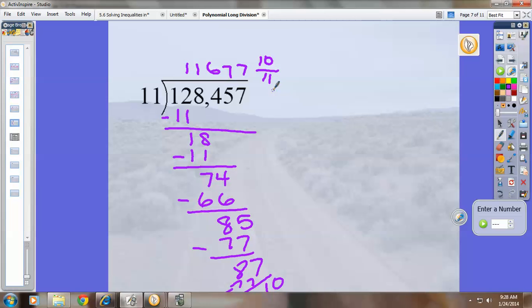Okay. So you guys should be able to do this easily, right? You got this long division down? You ready for your homework? Oh, was that a long word? No.